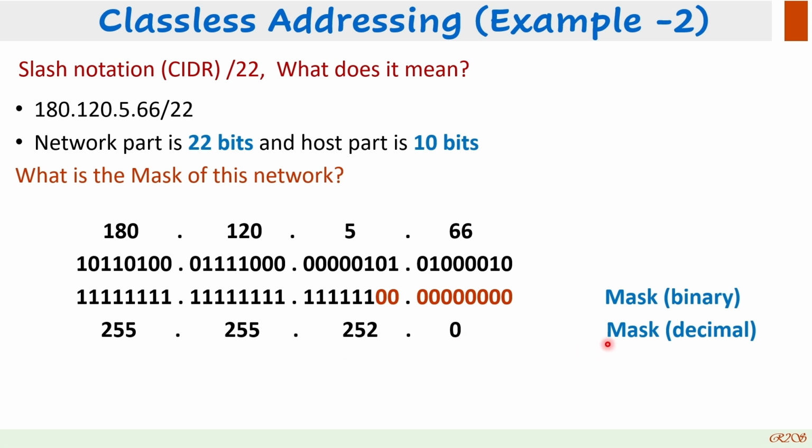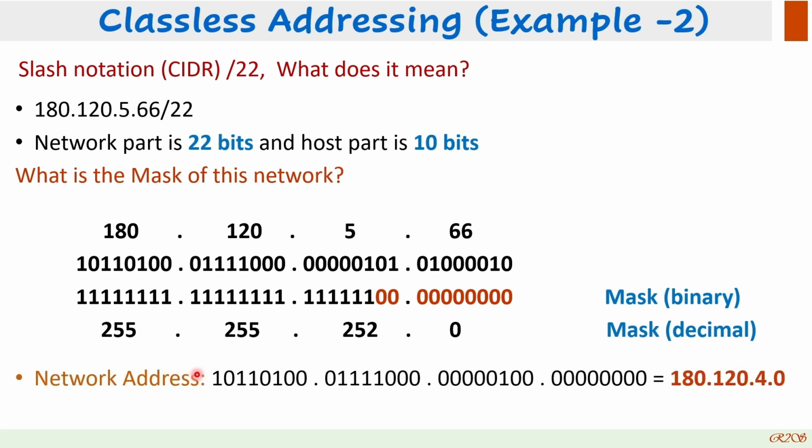So the new mask is 255.255.252.0. And the network address in this case, so this all are 0, right? And this part is the network. So if this part is the network, from here, in here 2 bits and here 8 bits, all the 10 bits are the host part.